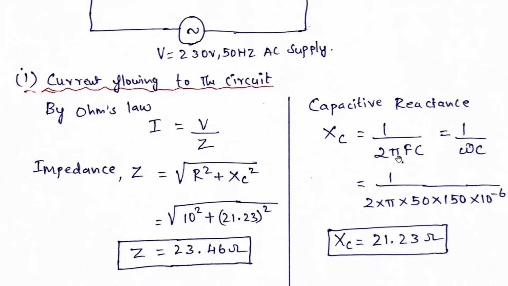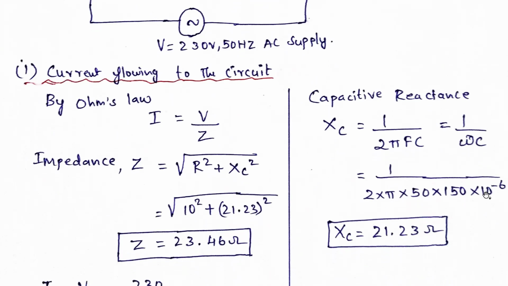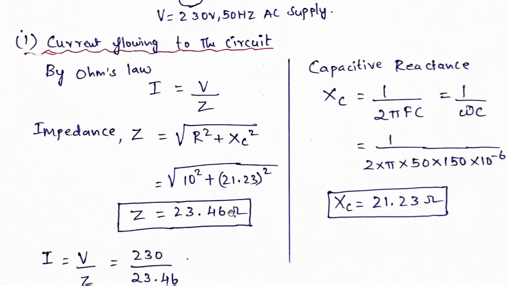So 2 into pi into F is 50 hertz. So capacitance C is 150 into 10 to the power of minus 6 because 150 microfarad. So 150 into 10 to the power of minus 6. So if you simplify this, we are getting the capacitive reactance as 21.23 ohms. So the unit of capacitive reactance is ohms. So now we need to substitute this Xc over here. After substituting Xc, we need to calculate the impedance Z. So what is impedance Z? After simplifying, we are getting the answer as 23.46 ohms.